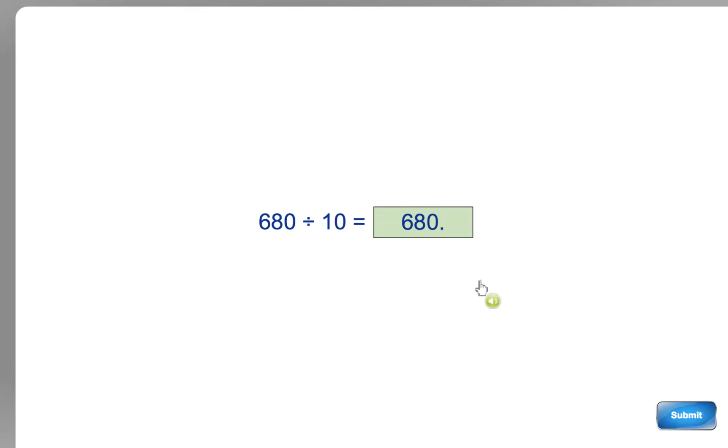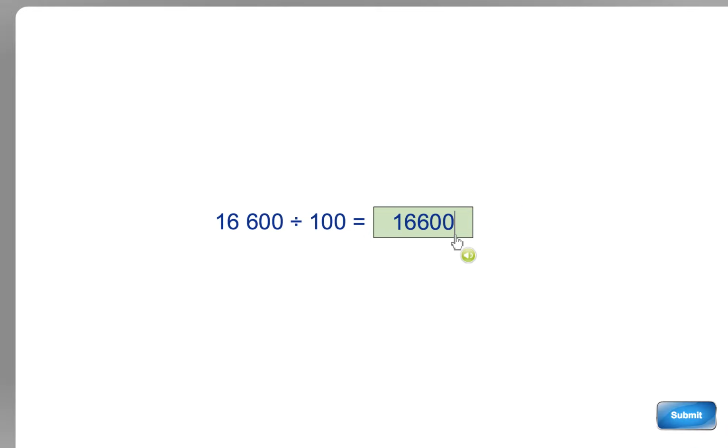680. There's the decimal point. Divide it by 10, 1 0. So we're going to move it one place in. Moves to there. Remember, count the zeros. That's how many times you move the decimal point. One more, or two more maybe.